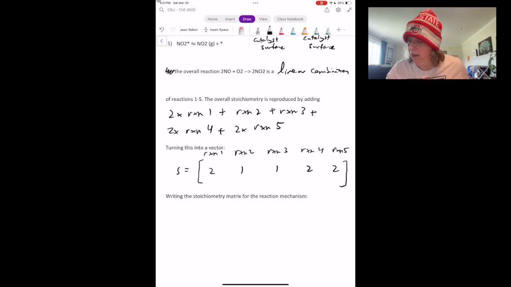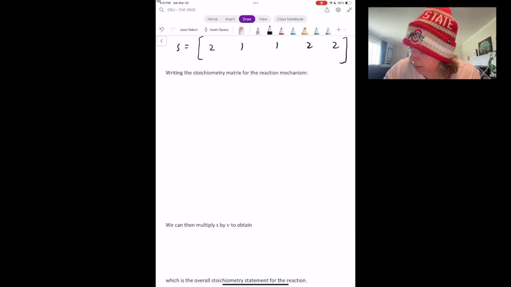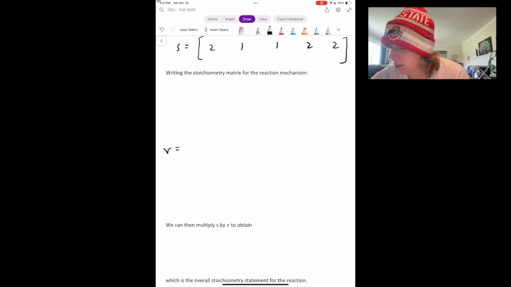I can then write the stoichiometry matrix for the reaction mechanism. So I'm going to call that the Greek letter nu. I'm going to need quite a large matrix, and I want to actually move this over because I have a lot of species.